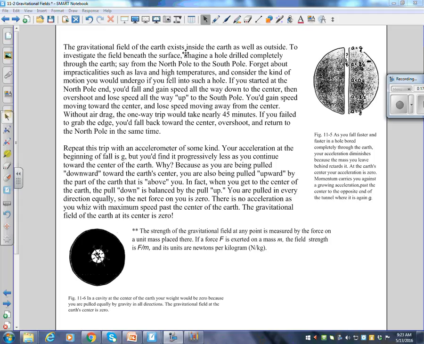More science. The gravitational field of the Earth exists inside the Earth as well as outside. To investigate the field beneath the Earth, imagine a hole drilled completely through the Earth, say from the North Pole to the South Pole. Forget about impracticalities such as lava and high temperatures, okay? Just consider the kind of motion you would undergo if you fell into such a hole.